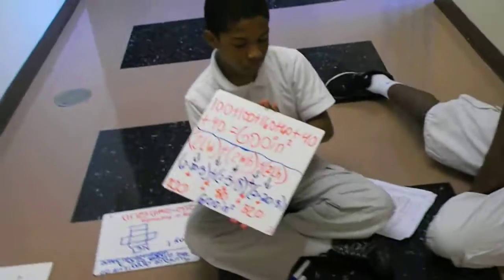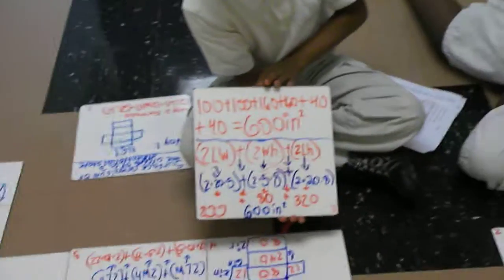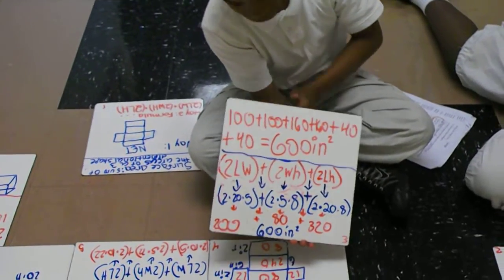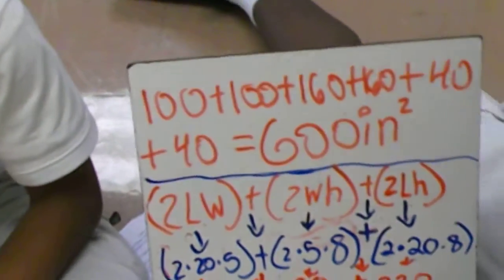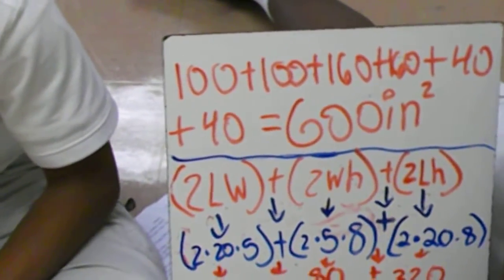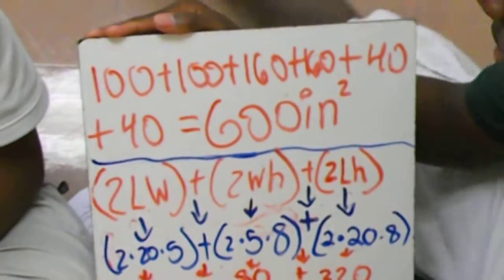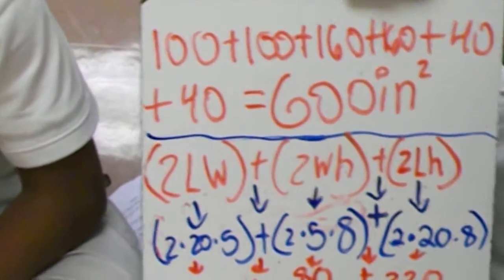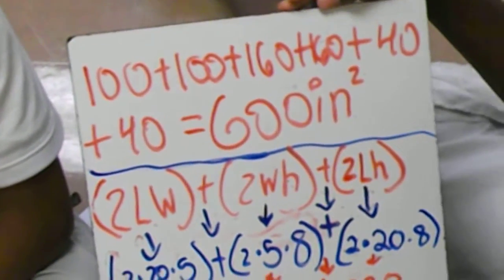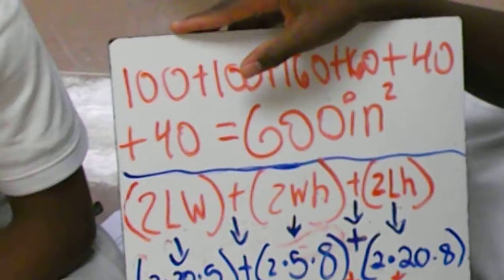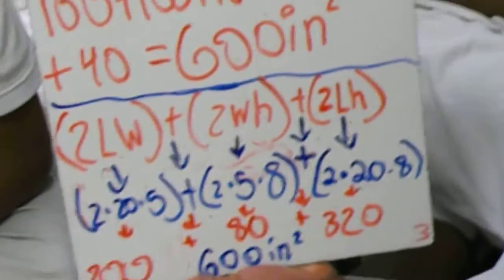Well, isn't the net just the unfolded version of the three-dimensional figure? Yep. Now, after you do that, Martise, what would you do? Well, here it says that you would add up all the numbers labeled inside the rectangles, which are 100 plus 100 plus 160 plus 160 plus 40 plus 40, which equals 600 inches squared.